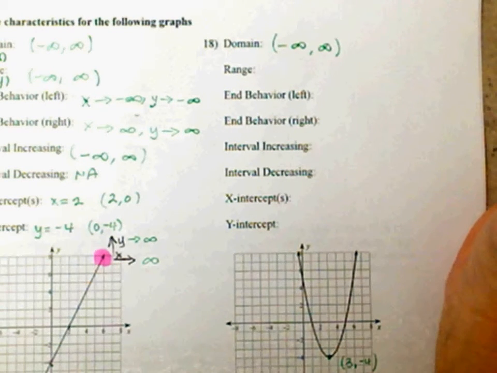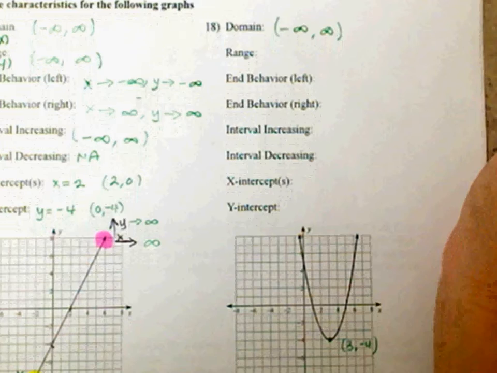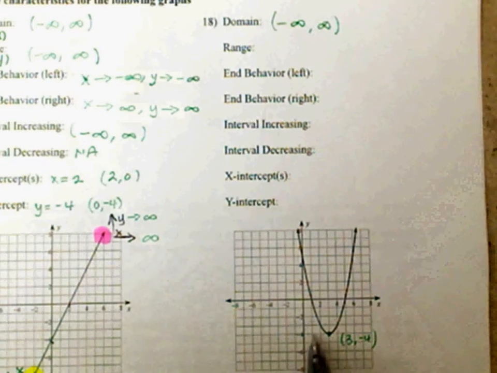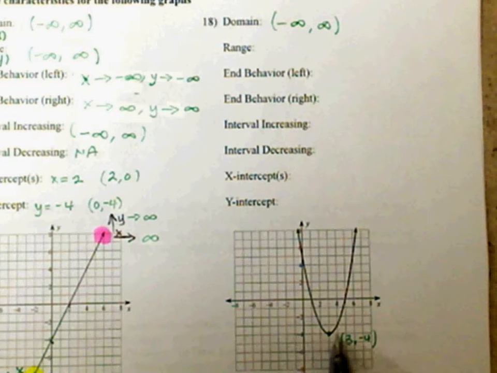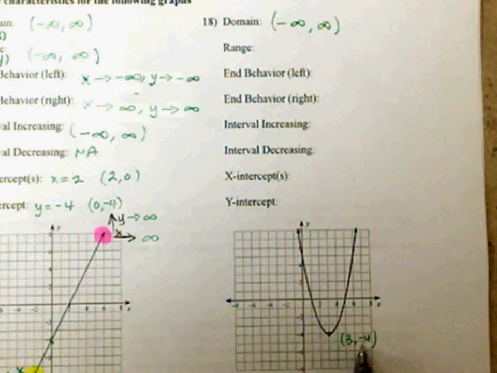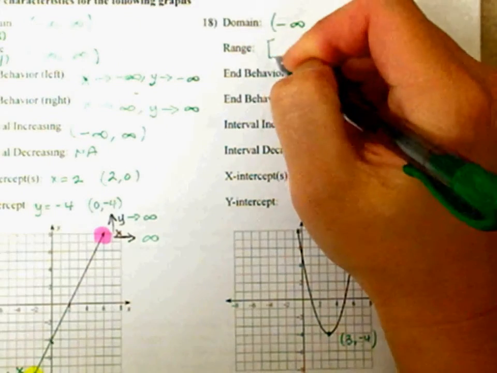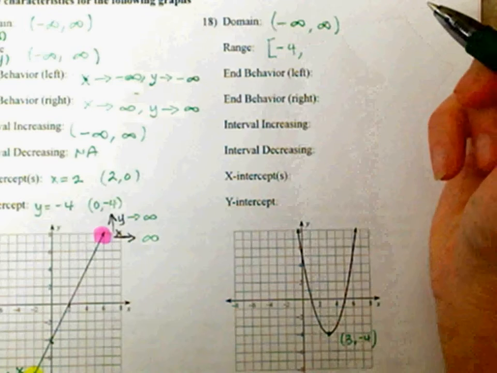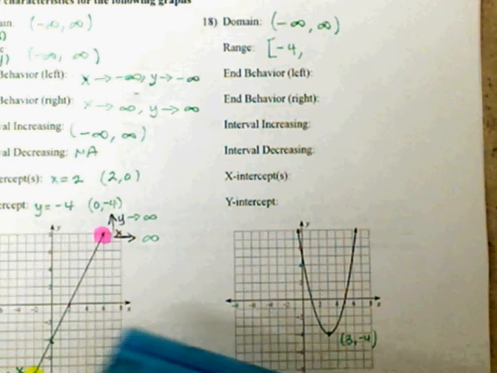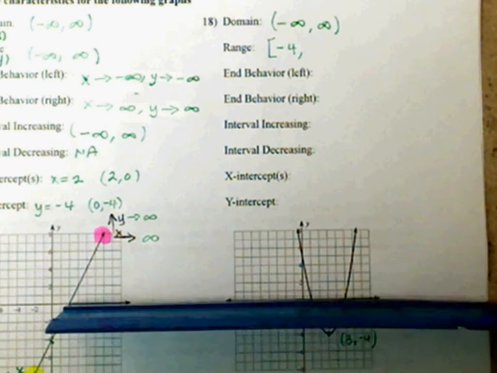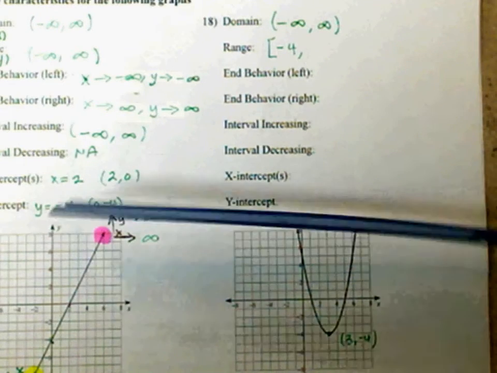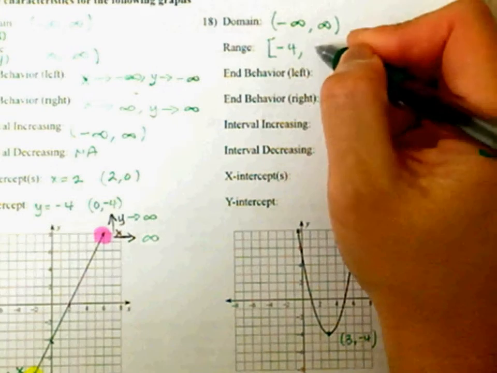Your range is your lowest point. What is your lowest y value? Well, that lowest y value is right here, and that y value is negative 4. You can look at that point right there. And since it is included, you're going to use a bracket, and you're going to write negative 4. How high does it go? It continues on and on and on toward positive infinity. That's where the ceiling is.